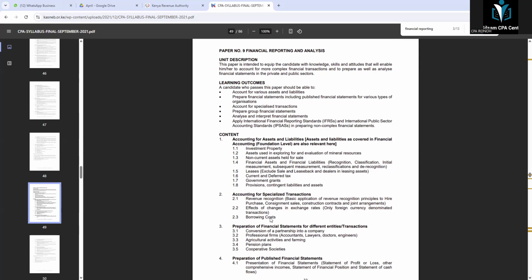And then where the 90% of calculation will start is from topic 3, which has the conversion of a partnership, whereby we are changing the partnership into a limited company. We'll also be tackling the professional firm, the books of account for lawyers, accountants, doctors, and also engineers. And then the agricultural activities.